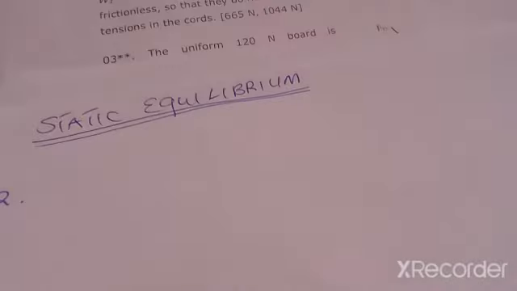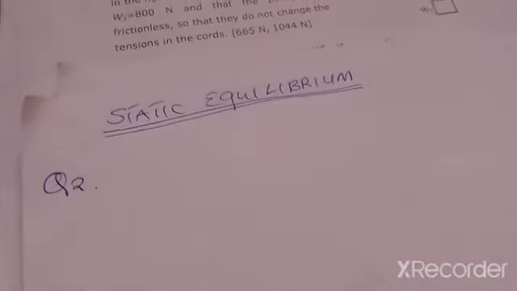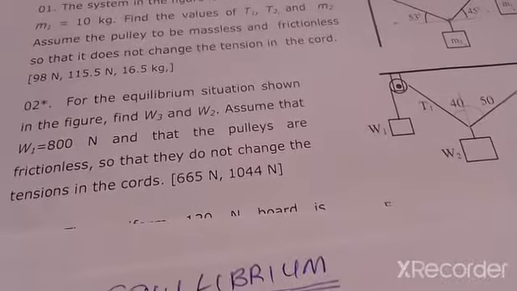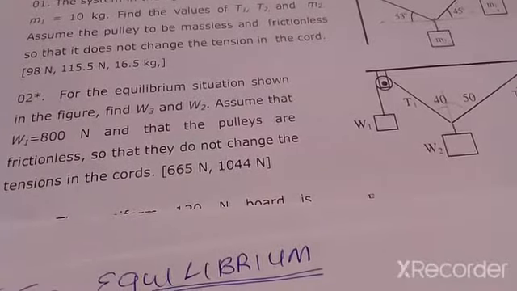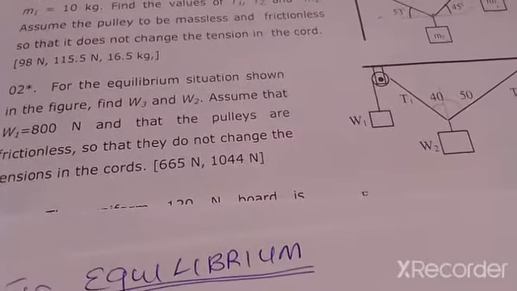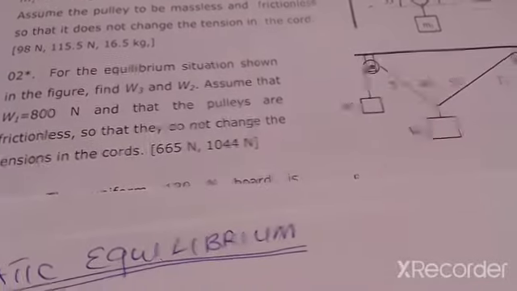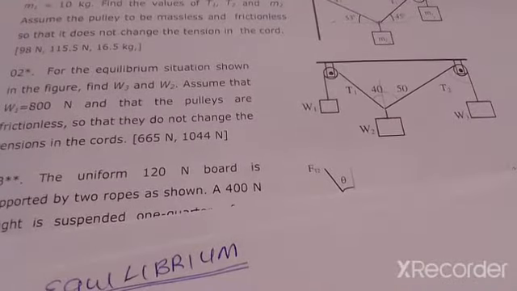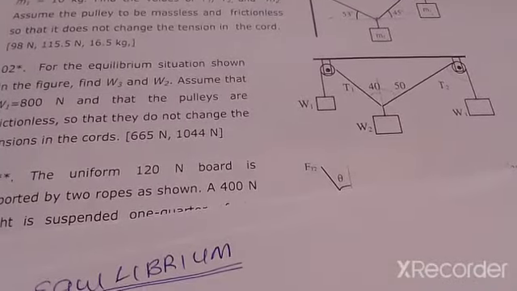Today we're going to solve question 2, 3 and 4 of tutorial sheet 8, which is in static equilibrium. Okay, so question 2 is here. It reads, for the equilibrium situation shown in the figure. So the figure is this one here. So for the equilibrium situation shown in the figure, find W3 and W2.